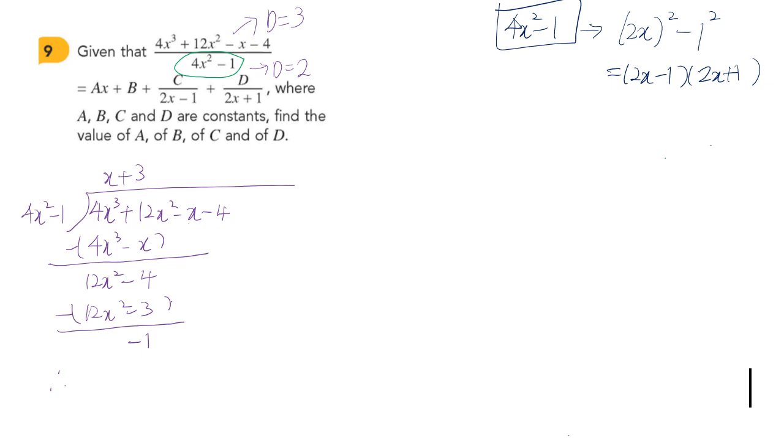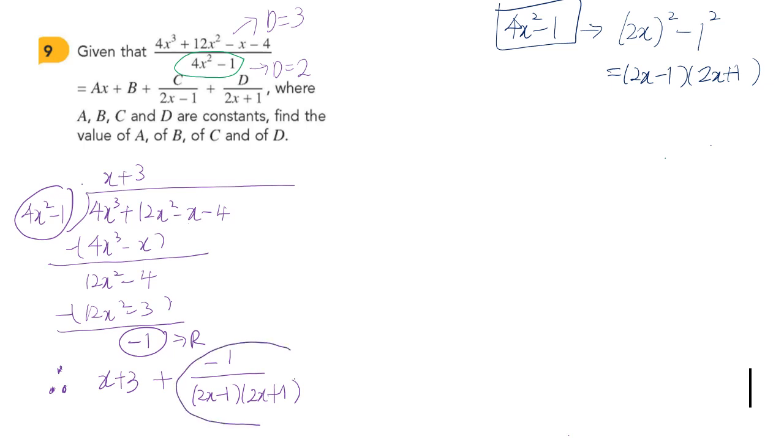So therefore, after doing the long division, what do I get? I would end up getting the quotient, which is x plus 3, plus my remainder. This is my remainder, negative 1 over, this is my divisor. And my divisor, I can actually write it as 2x minus 1 and 2x plus 1. It's easier for me to apply the partial fraction rule.